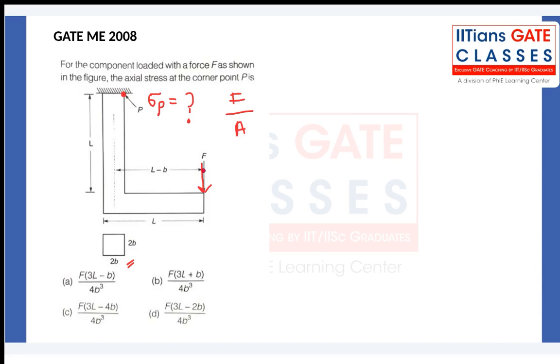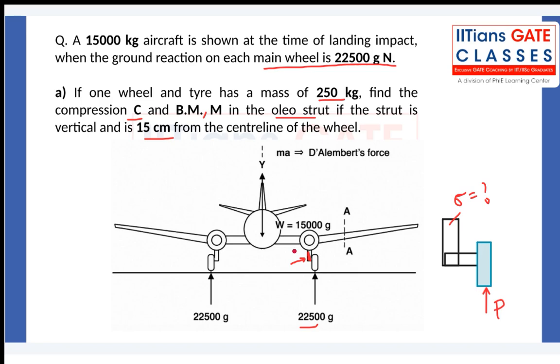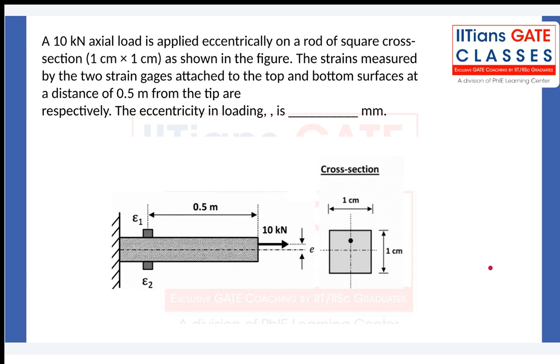The only difference is that here the force is in the downward direction, whereas there the force is in the upward direction. Otherwise, both the structures are quite similar, right? Let us look at a question which was asked in GATE AE, aerospace paper. There is a 10 kilonewton force acting on a cross section which is 1 centimeter into 1 centimeter, and you are required to find out strains at these 2 points, 1 and 2.